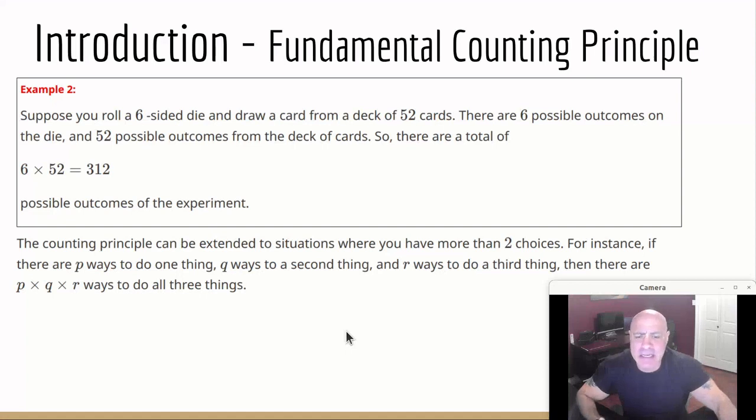Now, this can be extended to many situations that have more than two choices. You can extend it to any number of situations. The idea is to be as simple. If there's P ways to do one thing, Q ways to do another thing, and R ways to do another thing, then you have P times Q times R ways to do all three things.